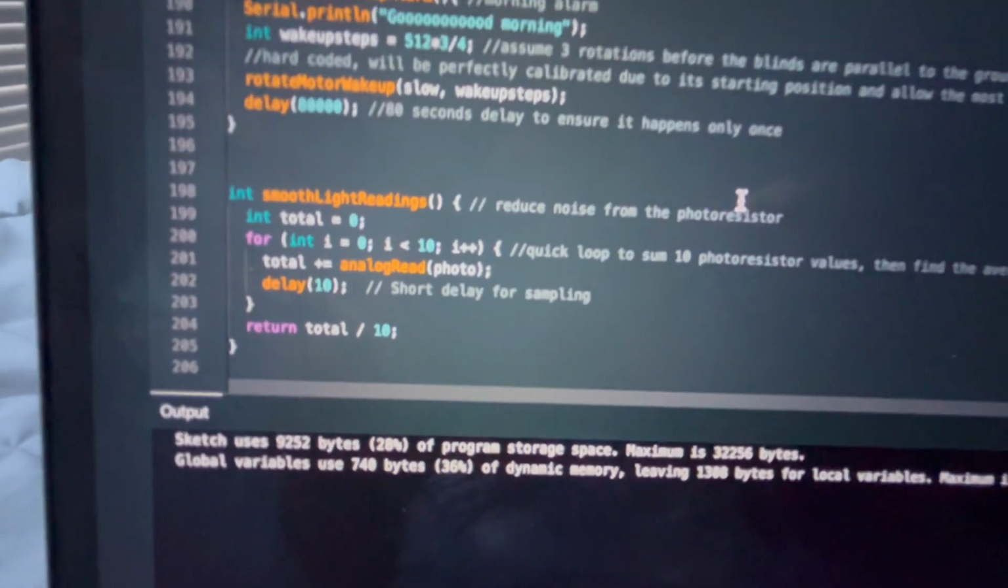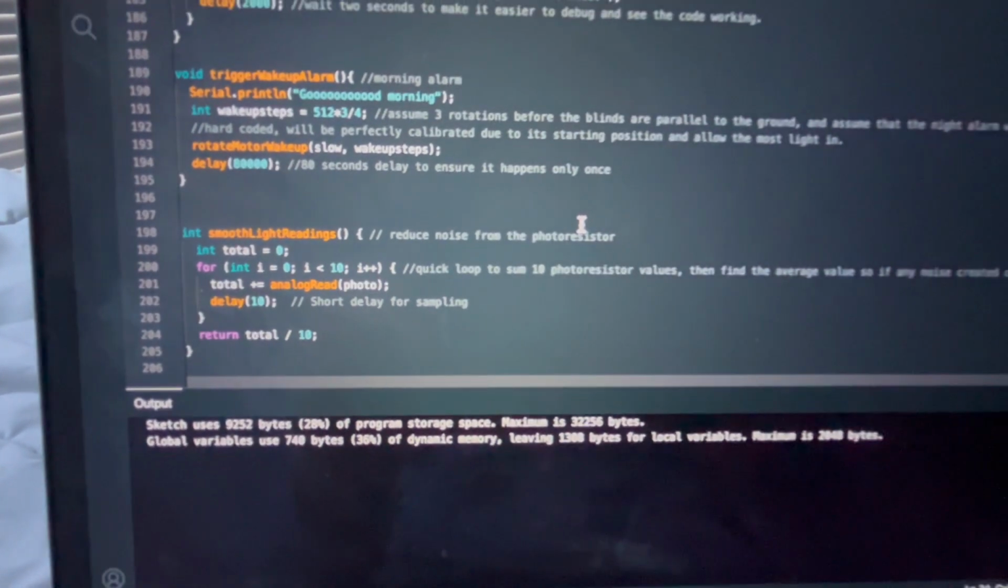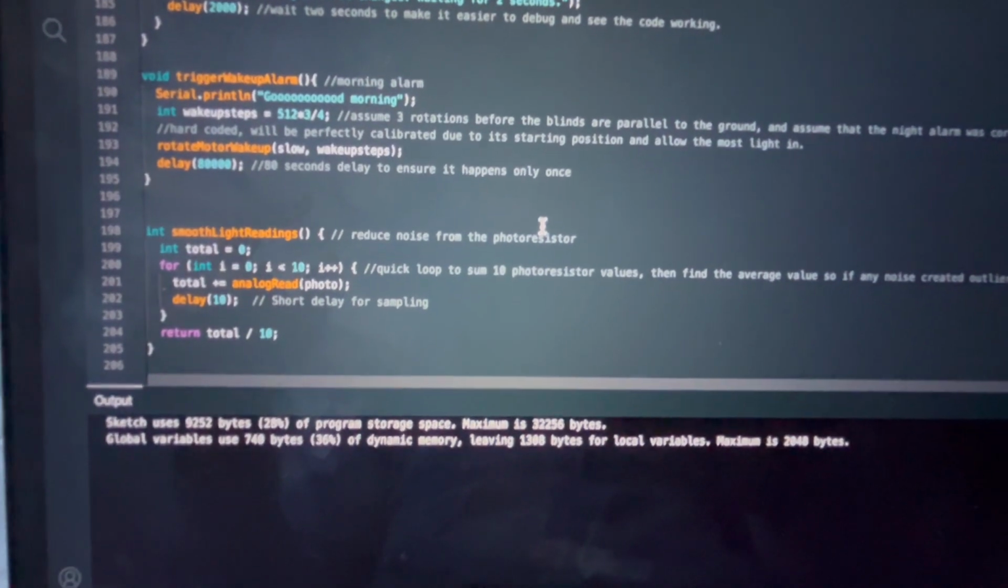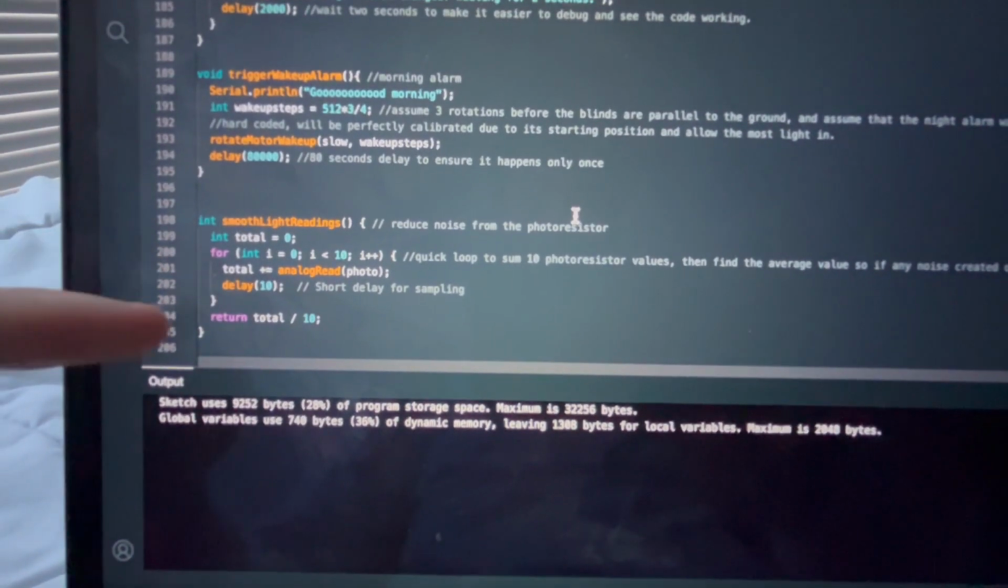And then one other thing I did too was I had moving averages instead of just taking one point to reduce noise. And so this is the code for that too.